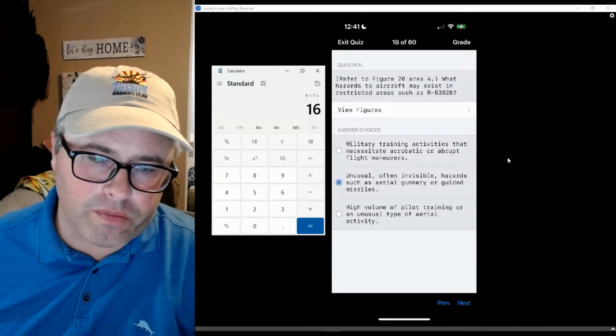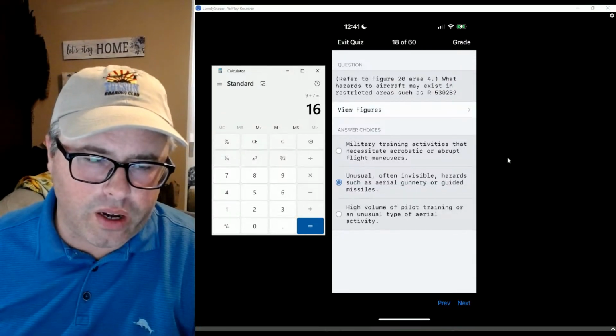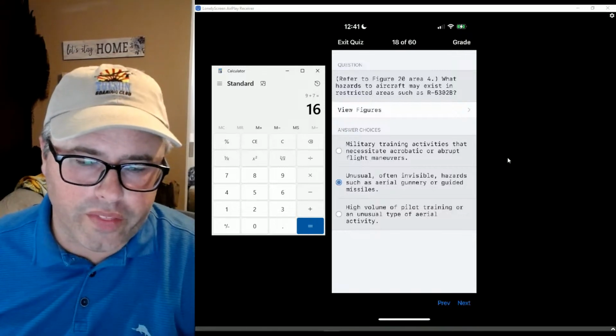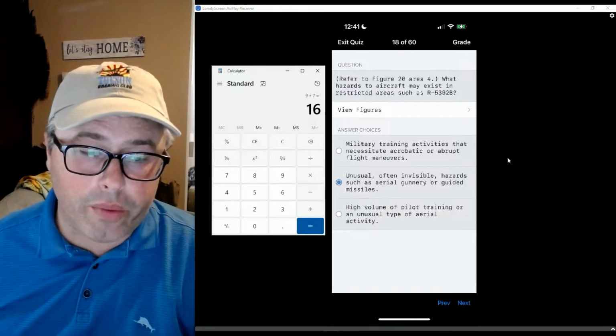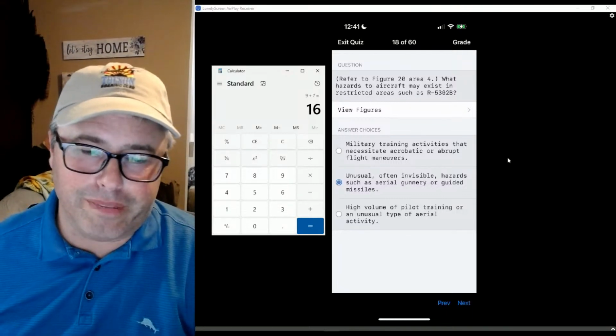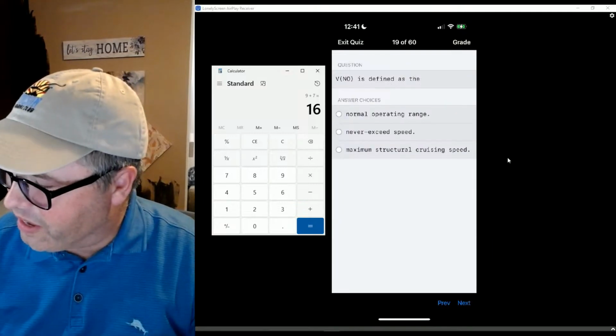High volume of pilot training or an unusual type of aerial activity? They'll have some kind of a warning area for that. But restricted, why would they want to keep you out? Period. Missiles, guided missiles, and aerial gunnery. That would be the answer there.